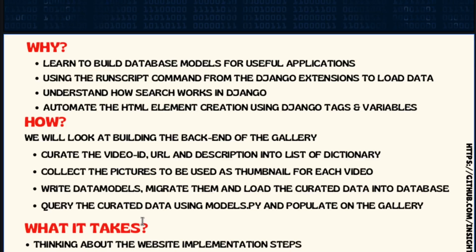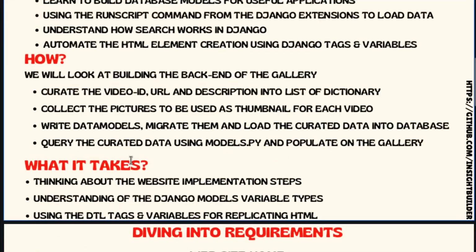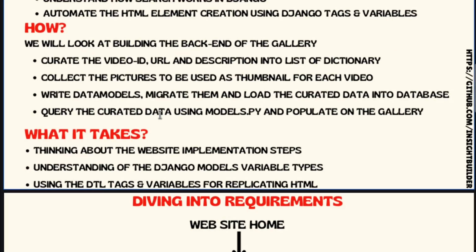We have to start building the backend, right? For that, we need to first of all curate the video ID, URL, description, etc. So we have to collect the data. We need to collect the pictures or the thumbnails for the video gallery. We need to write the data models and we need to query the curated data. So the how of this process will be explained further in the next slide, what it takes.